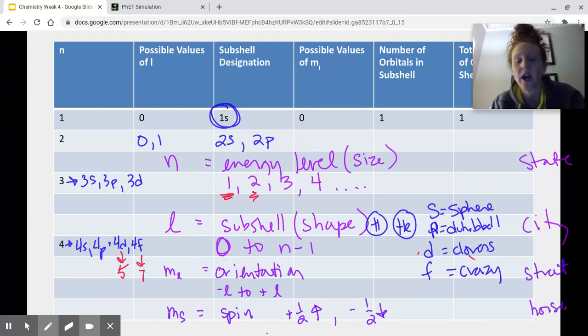If you describe all of these, energy level, shape, orientation, and spin, you're going to describe one specific electron in the specific atom that you're looking at. So these are our different shapes, and we're going to do some practice with this next class.